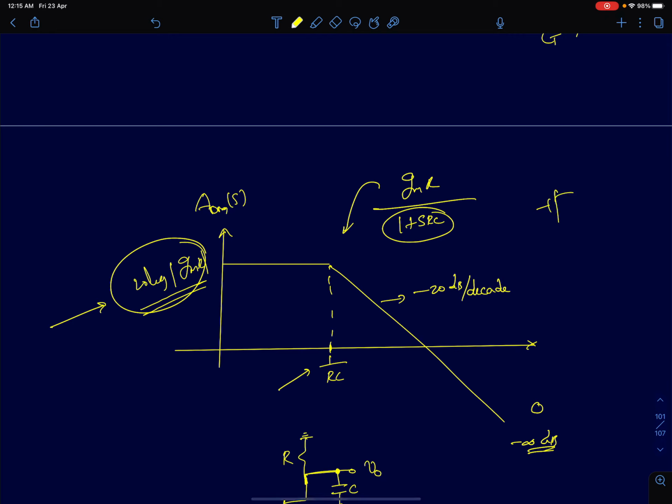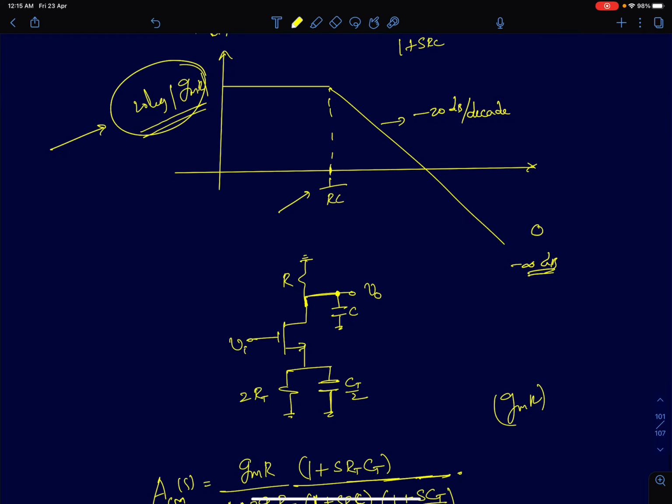That should make intuitive sense because your output capacitance will start shunting out the resistance, and eventually at infinity the capacitance will act like a short circuit. At infinite frequency the capacitance will act like a short circuit and the voltage gain will be 0, or minus infinity decibels.